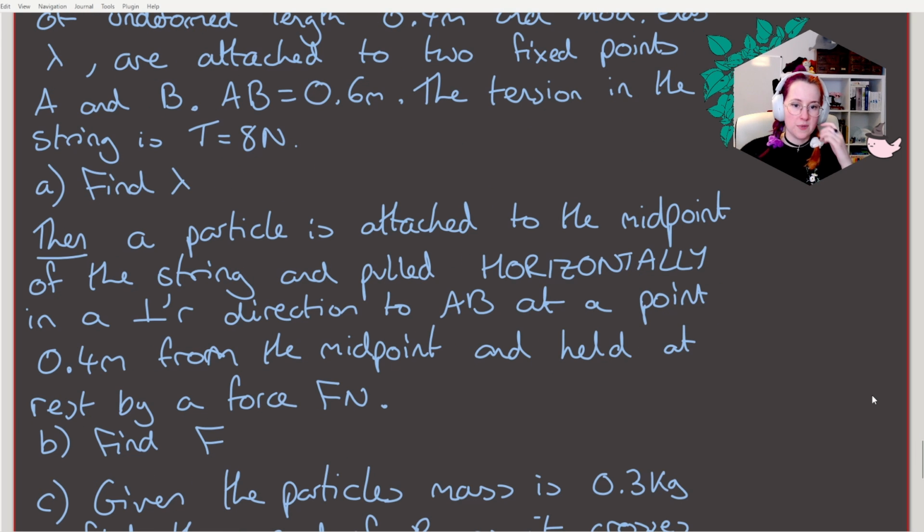Then a particle is attached to the midpoint of the string and pulled horizontally in a perpendicular direction. So think, if you've ever done that game where it's a wooden board and there's a hole in it and you have an elastic band and you have to shoot pucks through the hole to the opposite side, it's that sort of shooting motion. I cannot think of an example of what it's called. Like a slingshot, basically. We're talking a 2D slingshot.